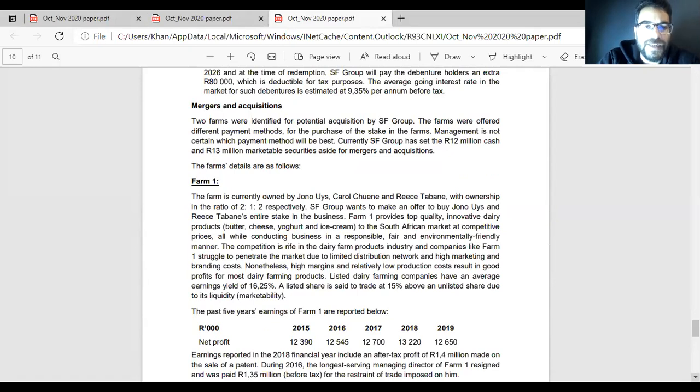Two farms were identified for potential acquisition by SF Group. The farms were offered different payment methods for the purchase of the stake in the farms. Management is not certain which payment method will be best. Currently, SF Group has set aside 12 million Rand cash and 13 million Rand marketable securities for mergers and acquisitions. The farms' details are as follows.